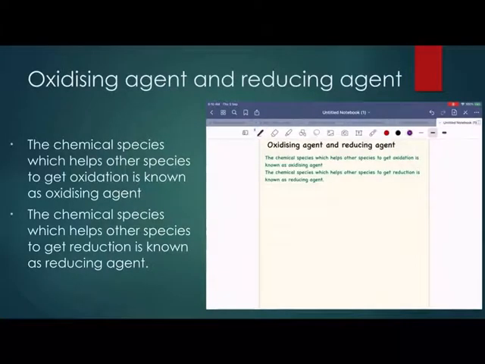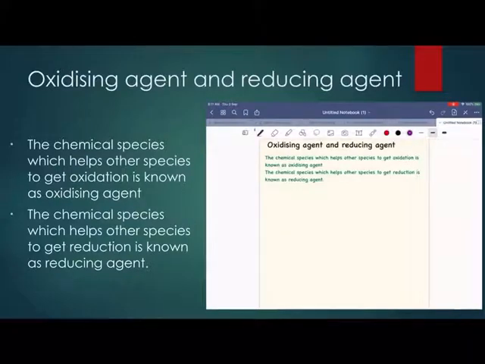We will study what an oxidizing agent and a reducing agent are. In a chemical reaction, especially a redox reaction, the chemical species which helps other species to undergo oxidation is known as the oxidizing agent. Don't be confused: the oxidizing agent won't undergo oxidation itself; it helps other species to get oxidized. Similarly, the chemical species which helps other species to undergo reduction is known as the reducing agent.